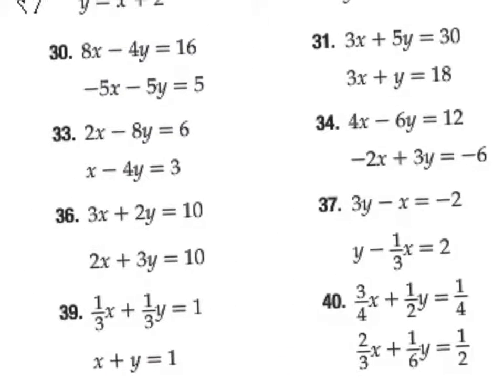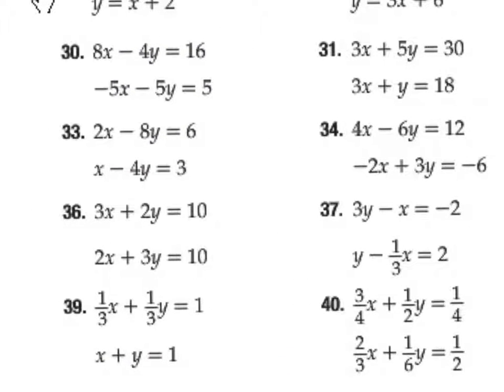Here we go. Let's look at number 33. Make it a little bigger so we can see it. With number 33, I'm pretty sure that if I divide everything by 2, that'll be x, it's going to be a 4, and that's going to be a 3. So infinite solutions because they are the same equation.